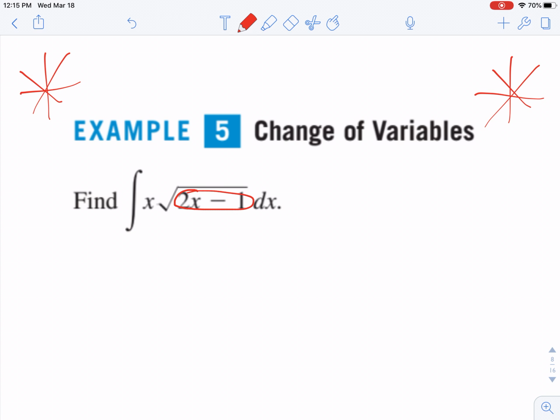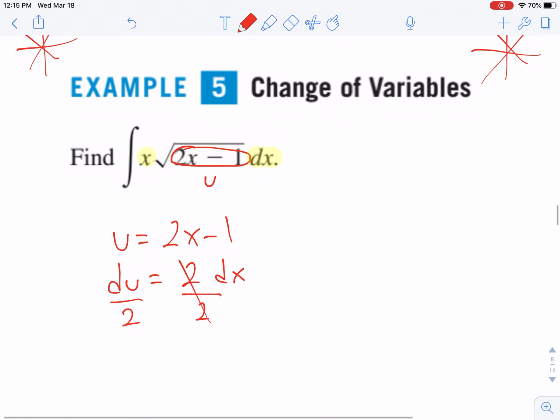This thing in here is going to be our u. u is 2x minus 1. Our du is going to equal 2 dx. Now, in our original integral, we don't have a 2 dx left over. We have an x dx. So we need to turn a 2 into an x, essentially. So we're going to get that 2 out of there. We're going to divide it, as we saw in the previous 2 problems. So half du equals dx.